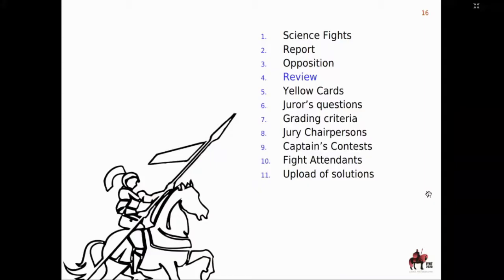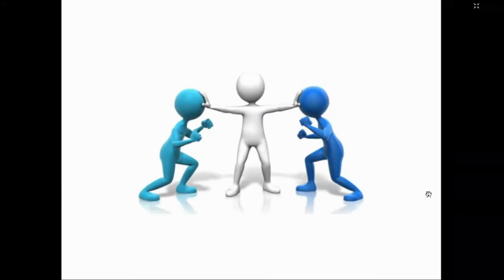The review. The reviewer is not like a second opponent. They are like a little jury, and they are third party in the fight. They do not take part in the challenge procedure.